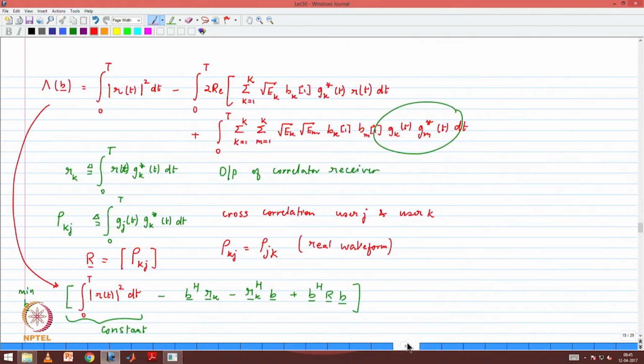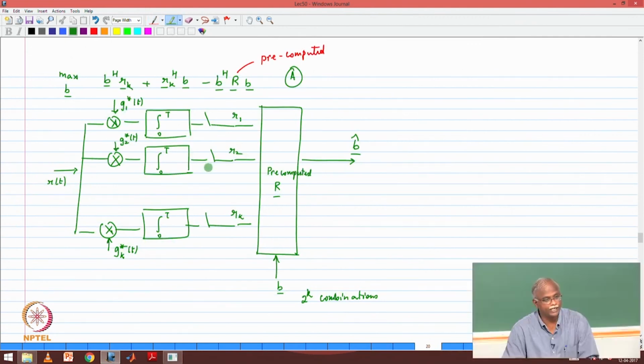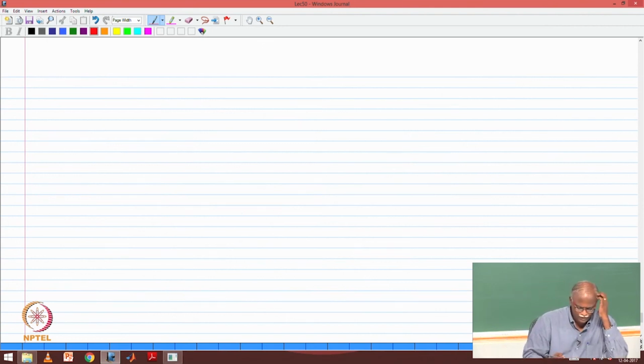And what we will do is take the received signal r of t, pass it through a bank of correlators. You have r1 through rk. This R is already known. If you can pre-compute R, you can pre-compute R inverse. So, the decorrelating receiver would, in this case, this step would be replaced by R inverse. That is it. You multiply by R inverse, then you will get the estimate for the bits that were transmitted. Okay. Now, of course, there is a question of did it really take care of the multi-user interference? All of that is very interesting. So, what I would like you to do is just work out the simple case. How does the decorrelating receiver work?